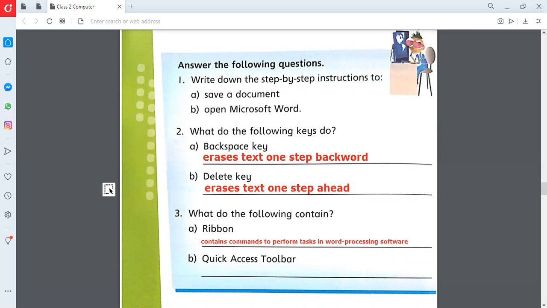The next one is quick access toolbar. Question number 3 continues. What do the following contain? What does the quick access toolbar contain? We know very well the quick access toolbar and ribbon both are at the top, but the quick access toolbar is above the ribbon, at the left topmost corner, and the ribbon is at the top.